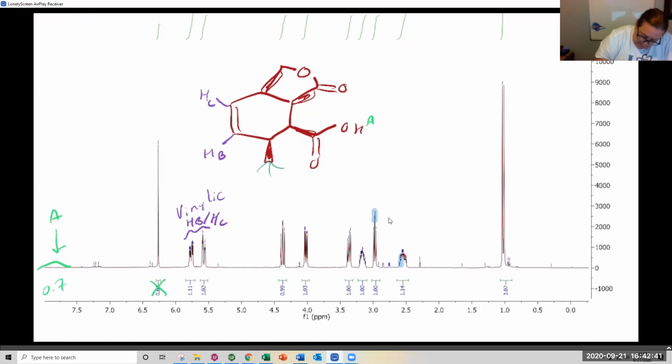Now, we have these other two peaks down here. Do we have any protons that we would expect to be as far downfield as 4 or 4.5? Let's look at our protons. I have this one here. I have this one here. I have these three here.